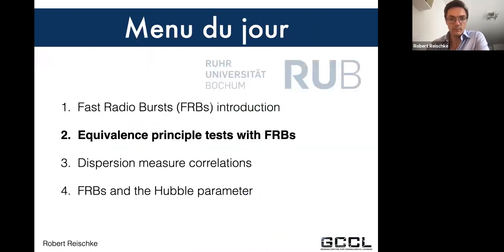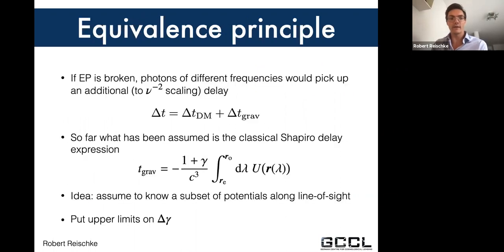Okay, so now, since you know what FRBs roughly are, let's move on to equivalence principle tests with fast radio bursts. So how are they done? So the basic idea is that if the equivalence principle holds, then all photons move just on null geodesics, and all photons, irrespective of their frequency, move basically on the same path. As soon as you break the equivalence principle, this doesn't necessarily have to be the case.